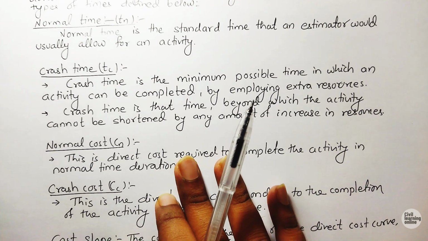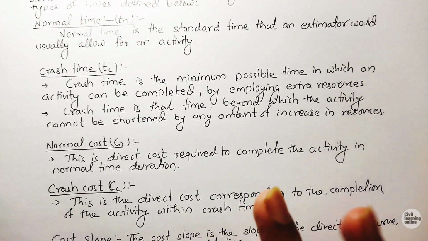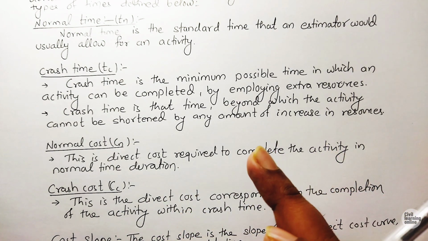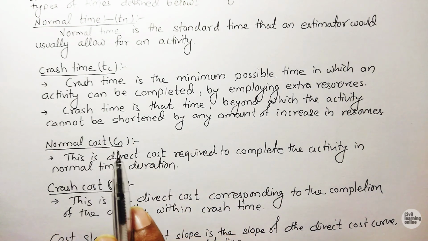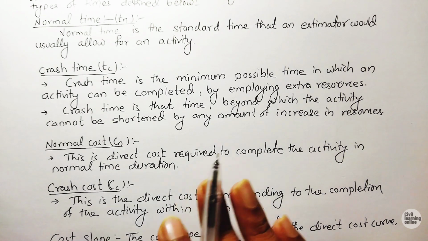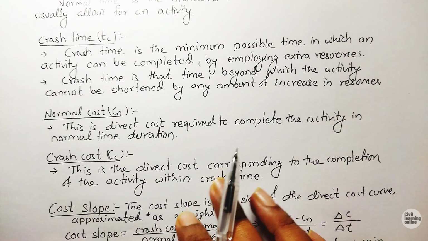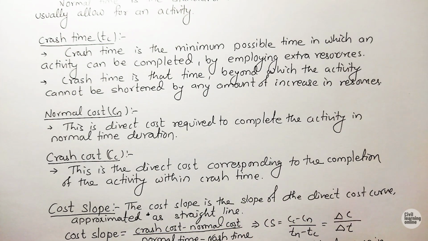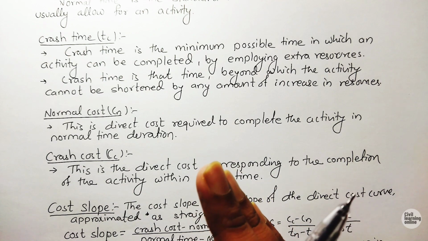The third point is the normal cost. It is the direct cost required to complete the activity in normal time duration. So when we are working as per the time allocated by the estimator, the cost required during that period will be our normal cost, which is denoted by Cn. And the fourth one is crash cost. Crash cost is the direct cost corresponding to the completion of the activity within crash time. It means the cost which we need to bear while working during the crash time is called crash cost.